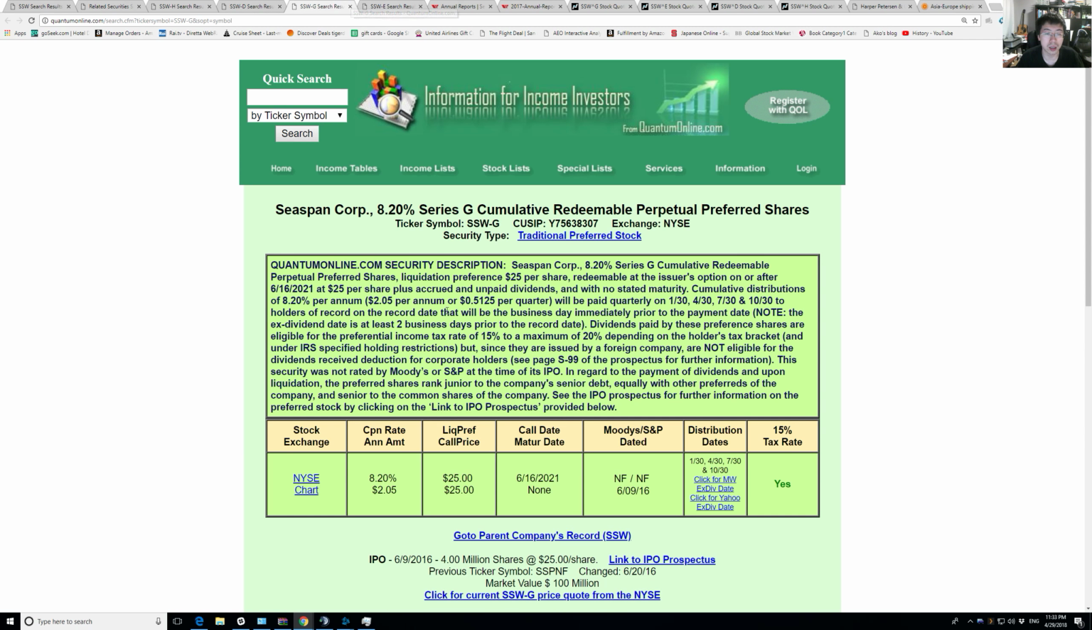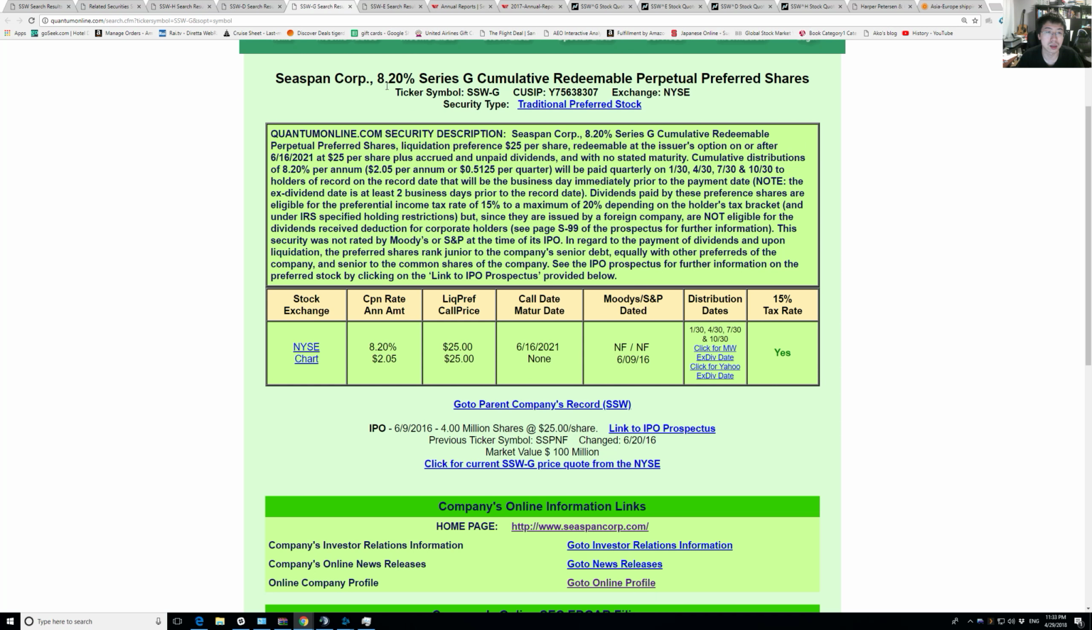So let's look at the important attributes of a preferred share. The first thing that jumps out at you is it's 8.2%. What is that? That is the dividend rate, the dividend yield for this. So if you buy at the face value of 25, you will get 8.25% per year. And you can see there is a thing called liquidation preference, $25 per share. That's essentially the face value.